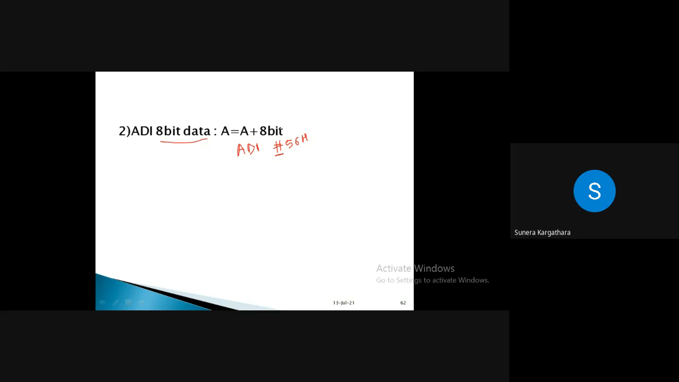So if you refer some book, you will find this kind of sign. You need to understand that it is a sign of 8-bit data, right? Okay, Janvi, go ahead. It is a 2-byte addressing mode. 2-byte will be used.